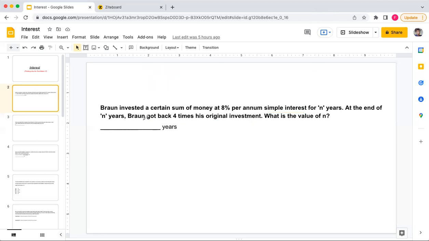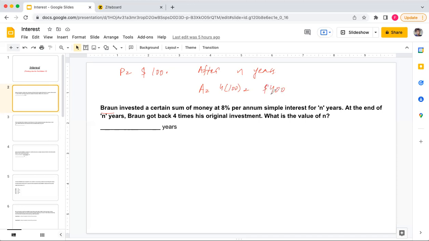First, let's try to solve this by a conventional way. Then we will use that formula. Let's consider that this person invests around $100, and after n years his investment becomes 4 times. So what will be that value? If I call that A, that will be 4 times 100, which is 400.